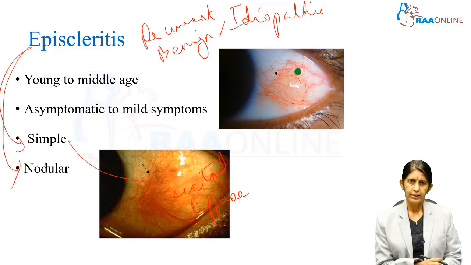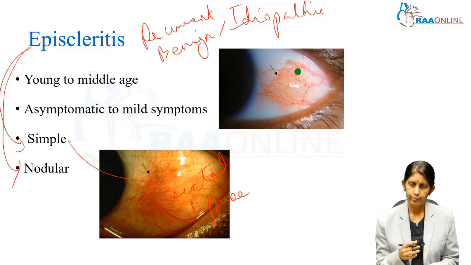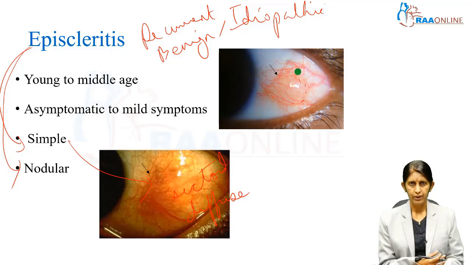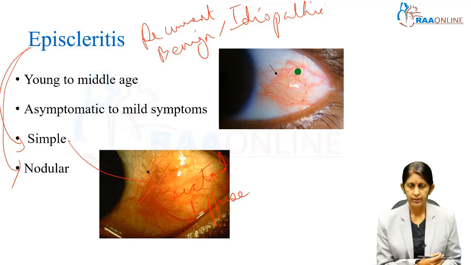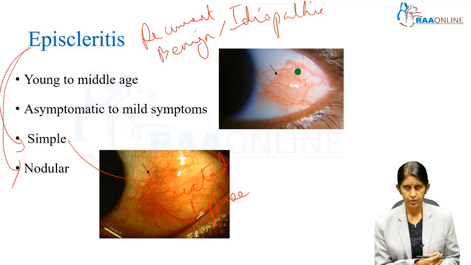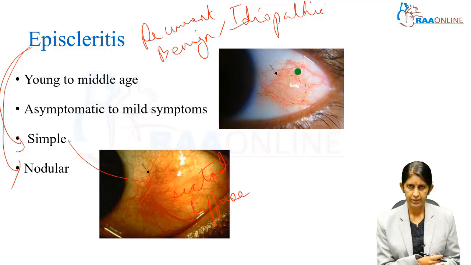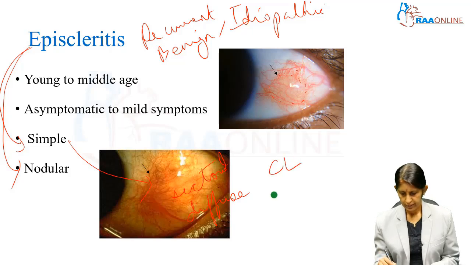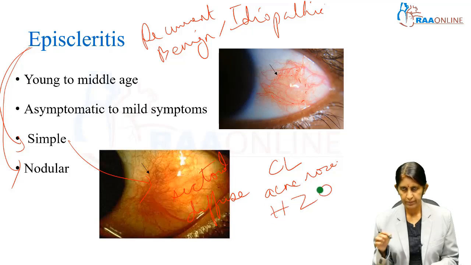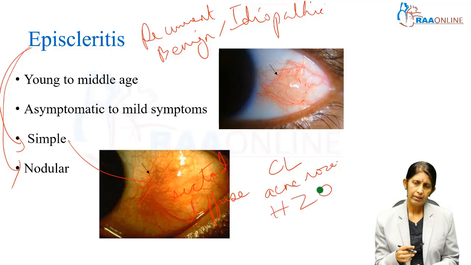This nodule is classical of episcleritis. Particularly, it has been found that it can be associated with herpes zoster ophthalmicus. So you have to go back and ask for a history of herpes zoster ophthalmicus. And in patients who use contact lens, or patients who have acne rosacea, or patients who have history of herpes zoster ophthalmicus, all these you can pay a little more attention to.